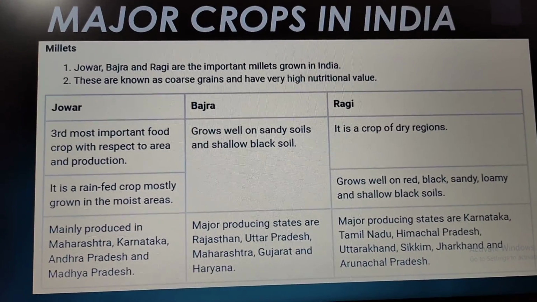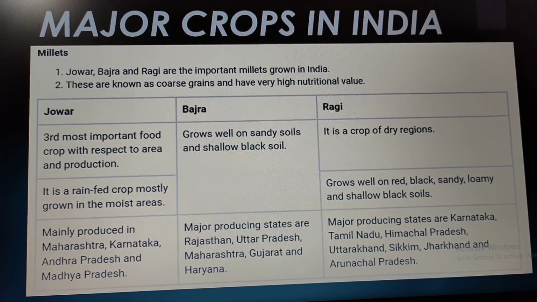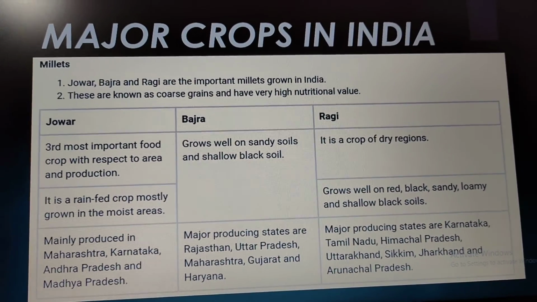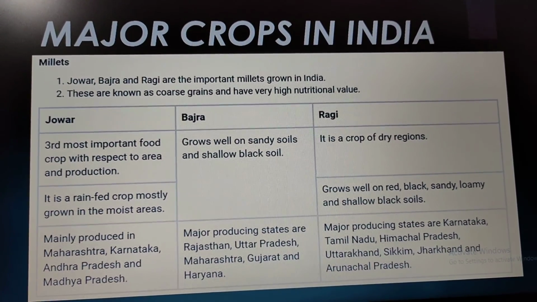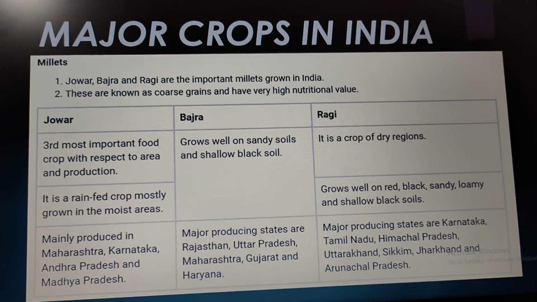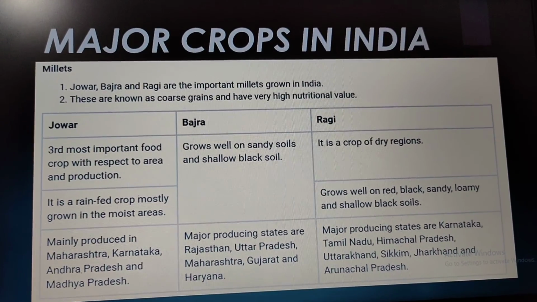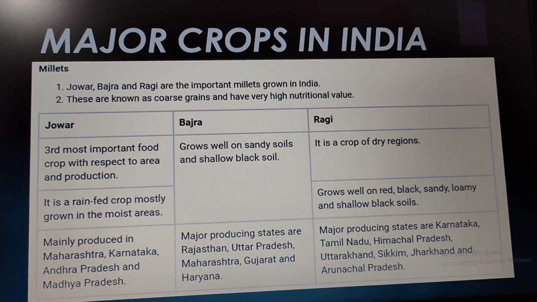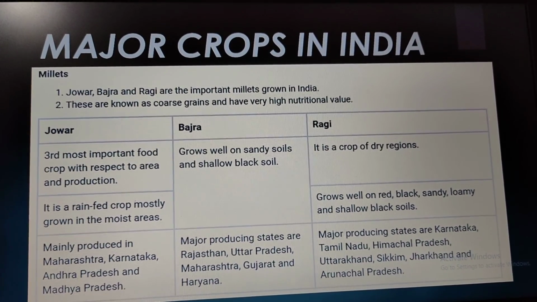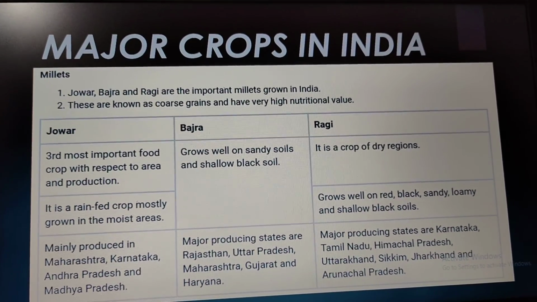Jawar, third most important food crop with respect to area of production. Bajra, it grows well on sandy soils and shallow black soil. Ragi, it is a crop of dry regions. Now, jawar, it is a rain-fed crop, mostly grown in moist areas, means wherever there is high rainfall. So, mainly produced in Maharashtra, Karnataka, Andhra Pradesh, and Madhya Pradesh.